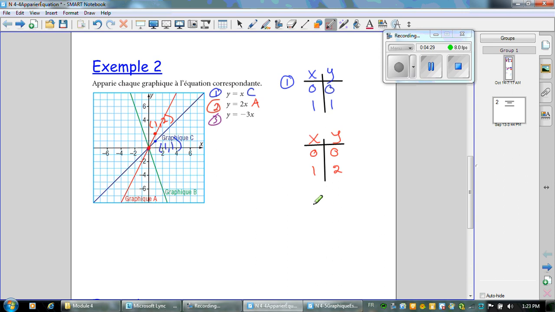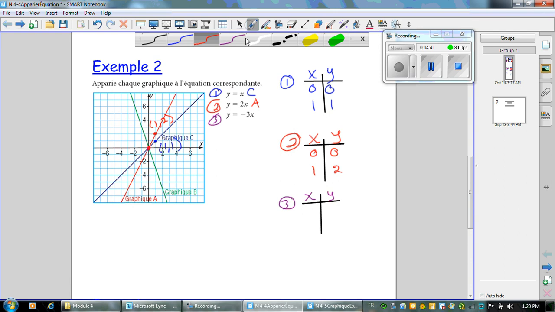And finally, the last one, the third equation, which is equation 3. Forgot to label this one here. Just put a 2 so you know. So equation 3, again choosing 0 and 1 for x because they're easier to calculate. If x is 0, 0 times negative 3 is going to give me 0. If x is 1, it's going to give me negative 3. So this one is going through (0, 0) as well, but it's going through (1, negative 3). So as you can see, this is B.